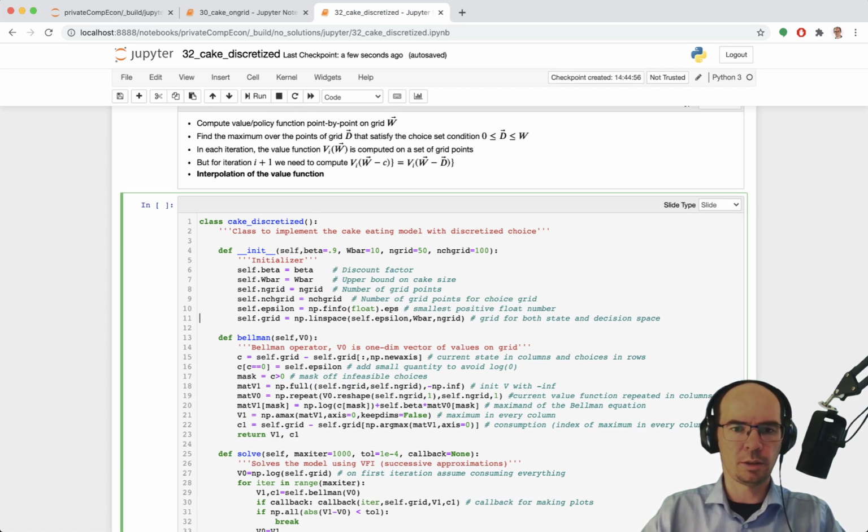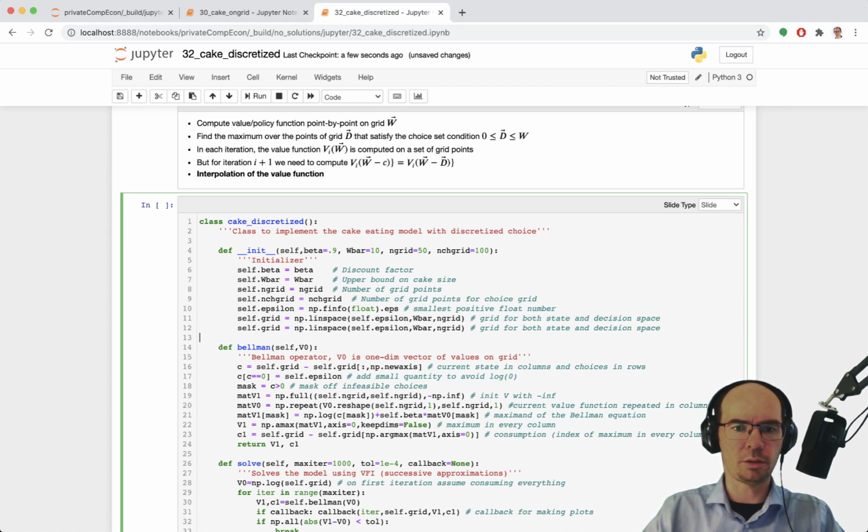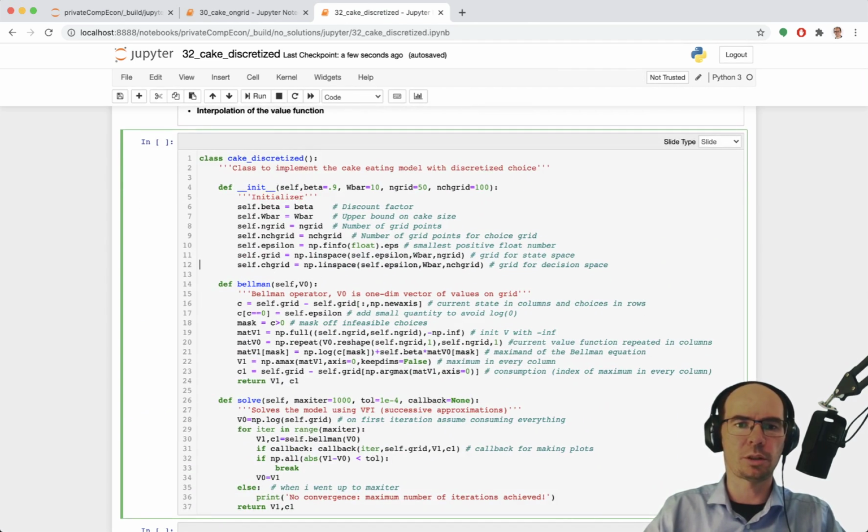And then we will create the choice grid similar to what we did with the state grid. So now this is the grid for the state space, and this is the grid for the decision space. self.ch_grid is linspace. We also avoid 0 just in case here. All right, so these are all of the changes in the initializer.